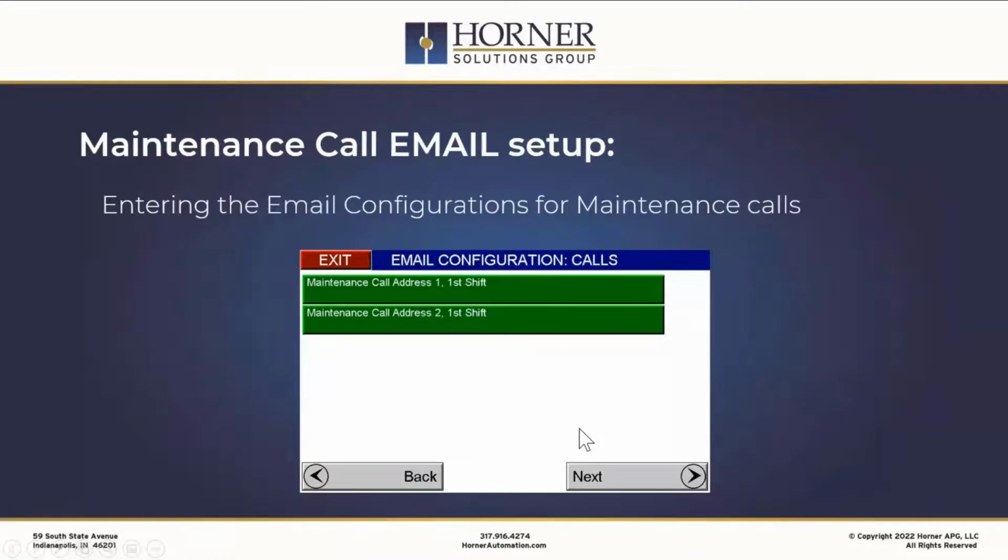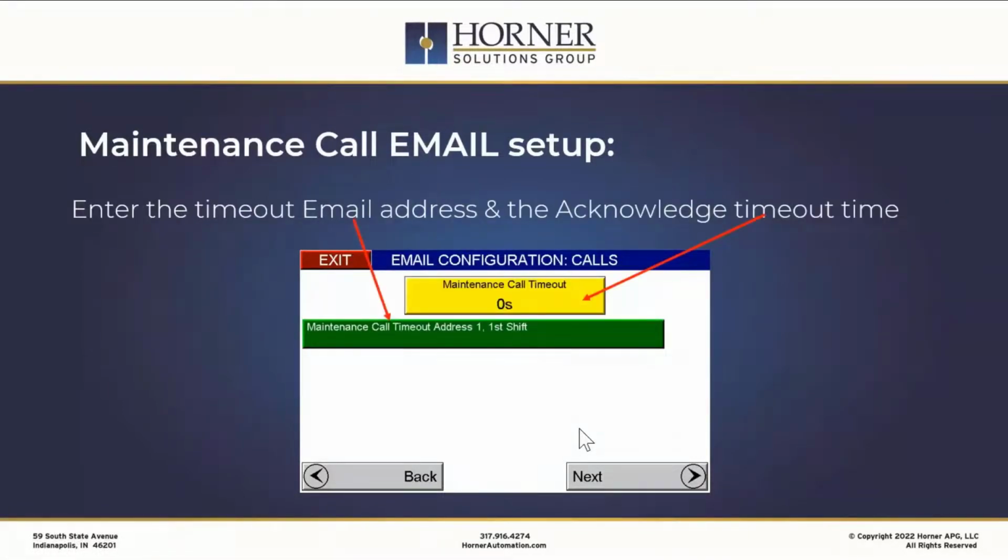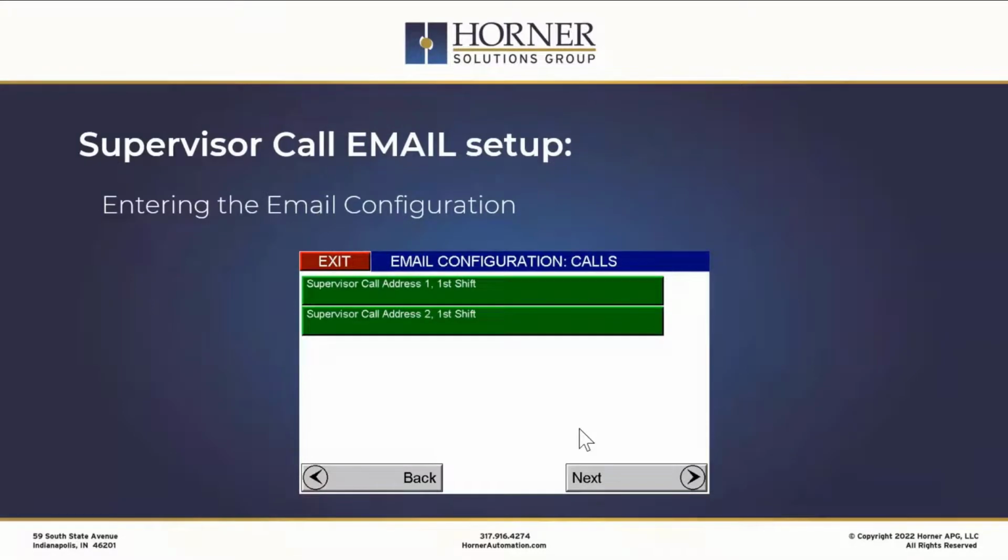And so you put an email address for that next level up. There's also that same type of function for the maintenance calls and also for the timeout maintenance calls. And if there was multiple shifts set up, you'd have email addresses for each shift. And then this is a supervisor call. And these are, again, all the lean manufacturing call functions.